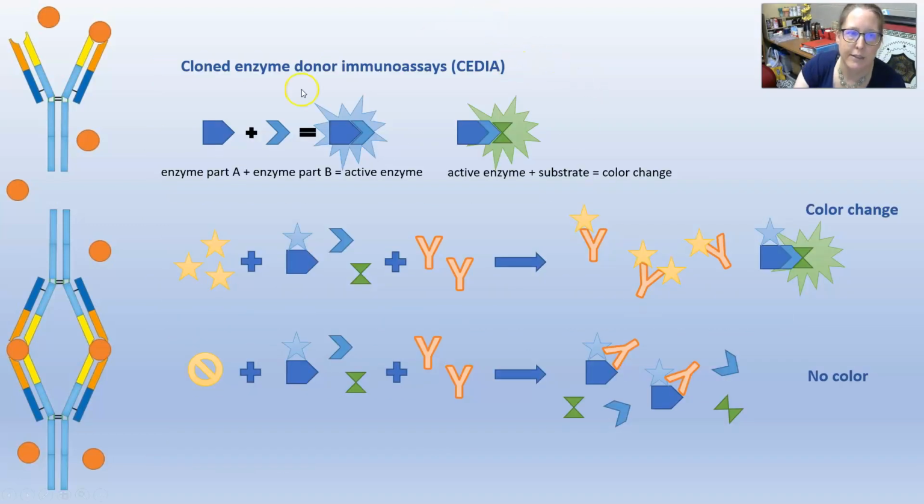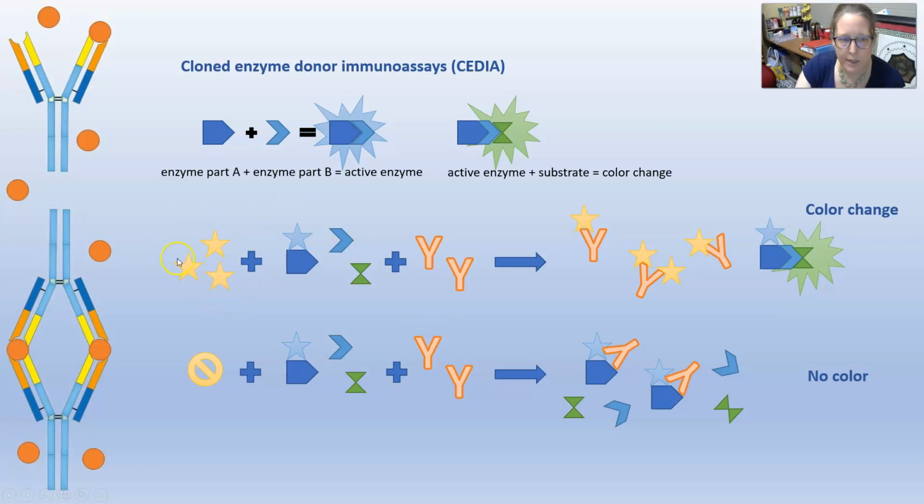So here it is. We have enzyme part A and enzyme part B. They have to assemble together to be active, and then once active, they can act on the substrate to cause a color change. So we label one part of the enzyme with a label that's equivalent to the analyte that's trying to be detected. These are done together by the manufacturer. We incubate with the other part of the enzyme and with the substrate, with antibodies to the analyte being detected.